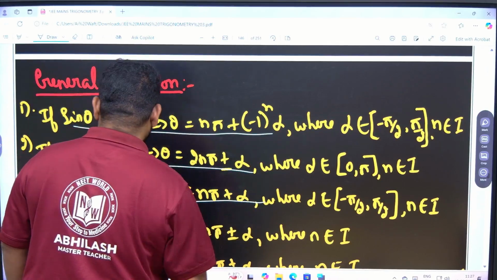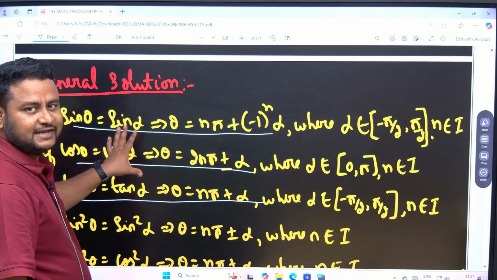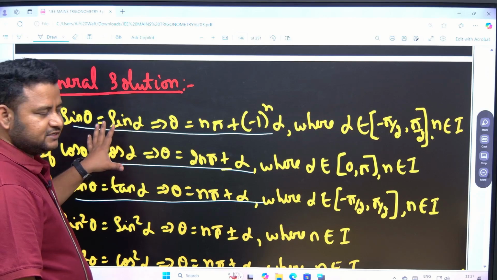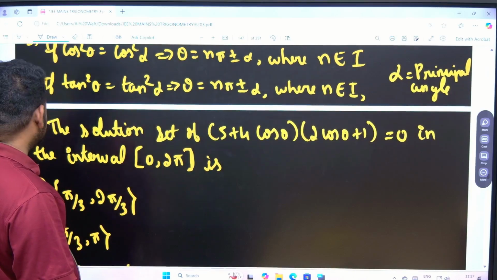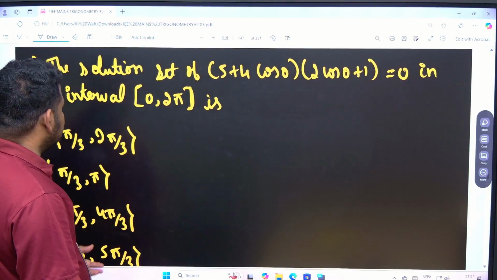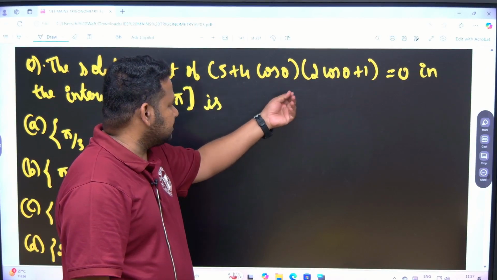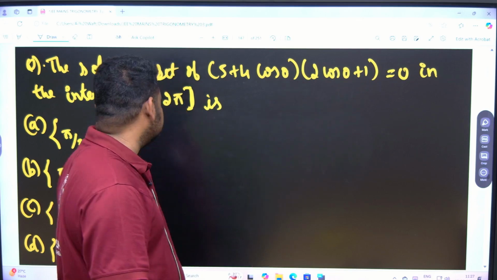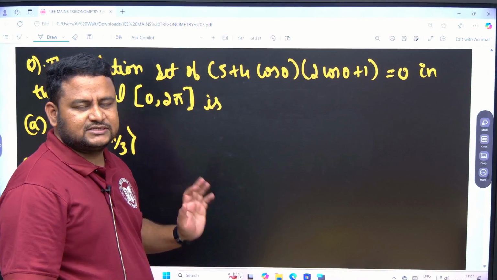That is sin theta, cos theta and tan theta. First 3 properties, kindly remember this. Got it, friends? Next, based on this we will solve a question. They have given the solution set of (5 plus 4 cos theta)(2 plus 2 cos theta plus 1) equal to 0 in the interval 0 comma 2 pi. They are asking the general solution for this.